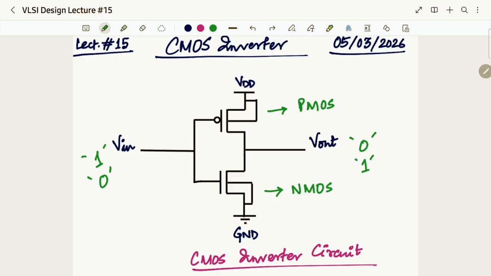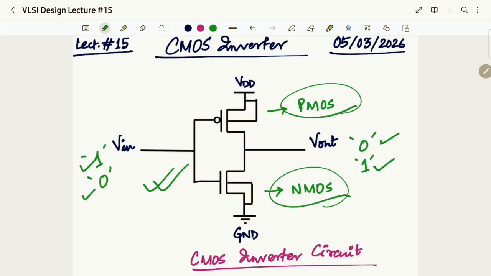But have you ever wondered during our Virtuoso lab that, okay, this is the circuit, understood, accepted, but how is it converting the logic 1 to logic 0 and logic 0 to logic 1? And why is NMOS at the bottom and PMOS at the top? It might have come across your mind while doing the lab. So let us uncover this. Today's class will be focused on the CMOS inverter.